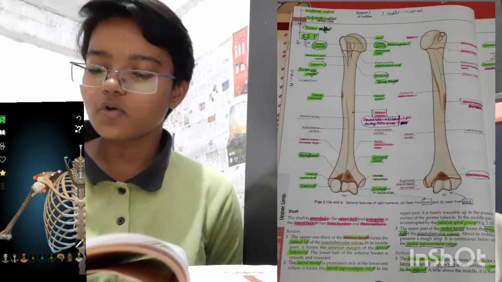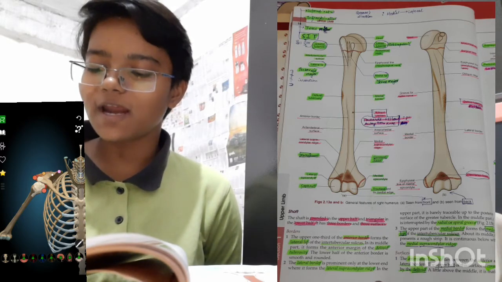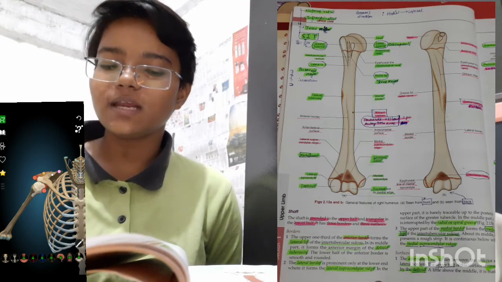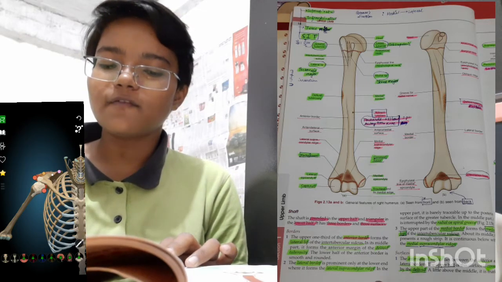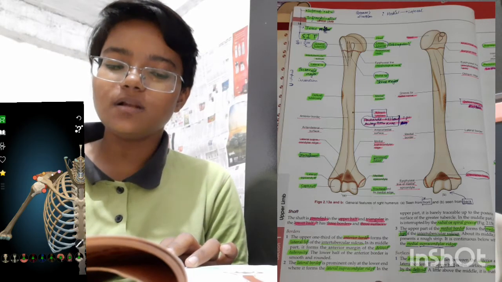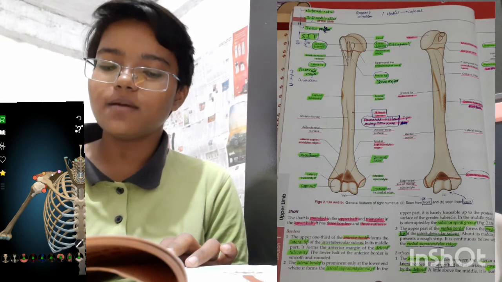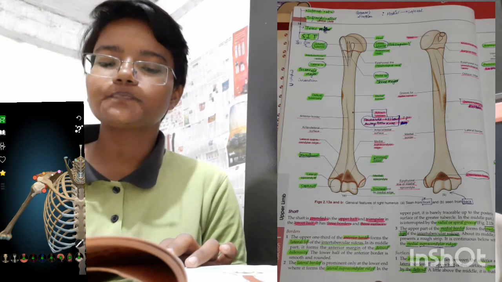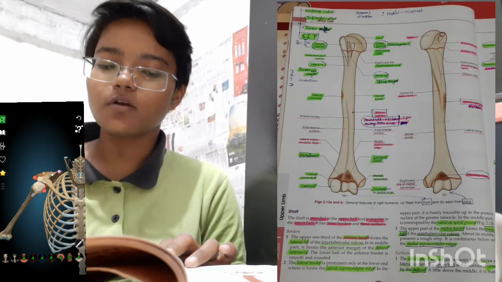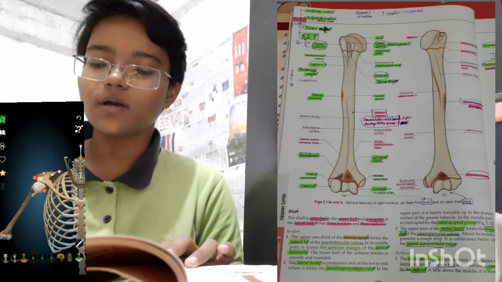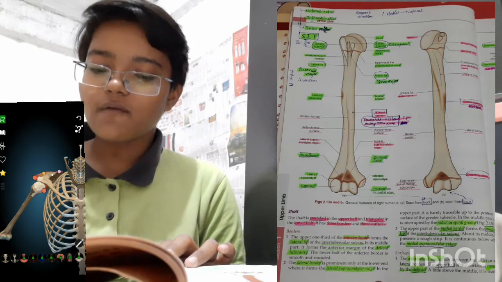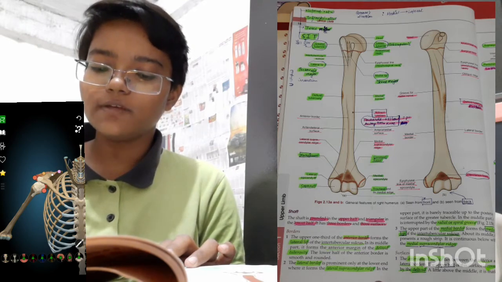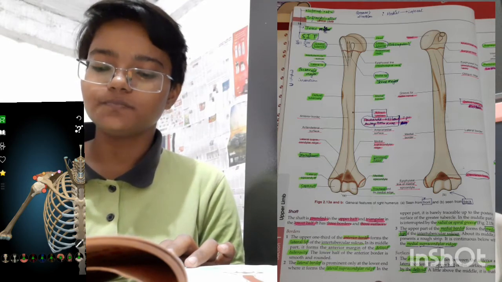The lateral border is prominent only at the lower end, where it forms the lateral supracondylar ridge. In the upper part, it is barely traceable up to the posterior surface of the greater tubercle. In the middle part, it is interrupted by the radial or spiral groove. The upper part of the medial border forms the medial lip of the intertubercular sulcus. About its middle, it presents a rough strip. It is continuous below with the medial supracondylar ridge.